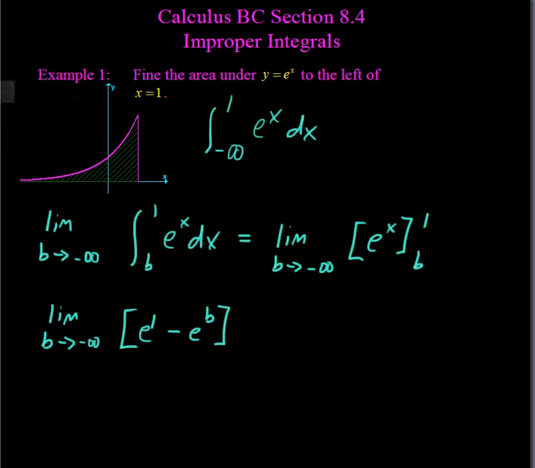All right, and now if you'll notice, this piece right here, as b approaches negative infinity, e to the negative infinity is approaching 0. So we end up with our problem being equal to e to the 1 minus 0, or just plain old e. So the area under the curve from x equals negative infinity to x equals 1 is equal to e. All right, we'll do another example with this video.